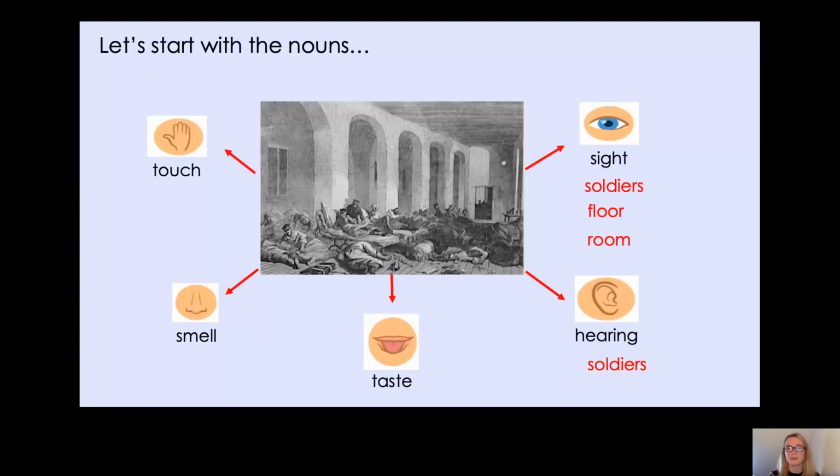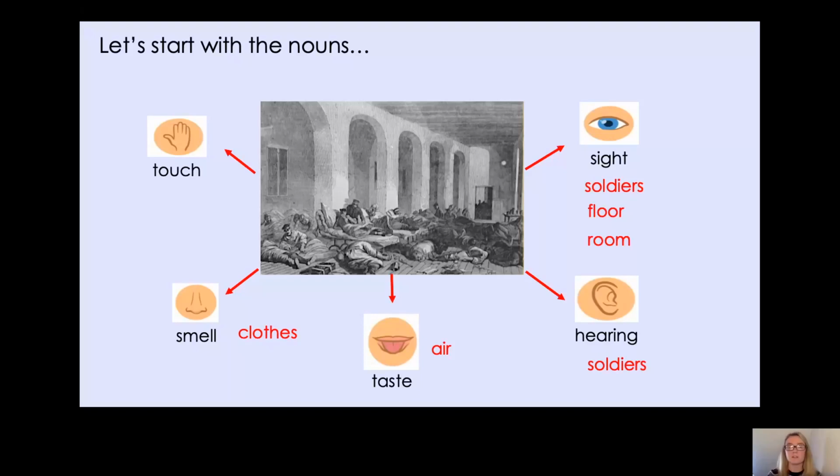Okay, Year Two. So have you got all of your nouns? Well, let me just quickly show you what nouns I thought of. So I thought of, for taste, the air. Was the air very nice? No, it wasn't, was it? So she will definitely notice that.